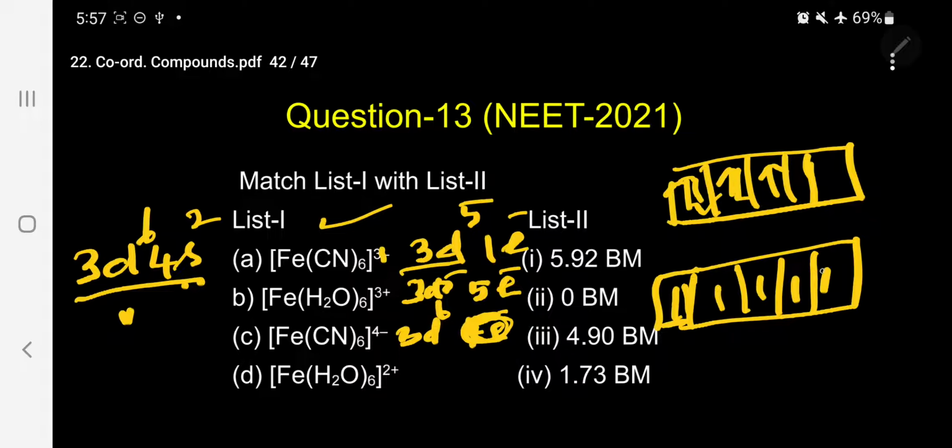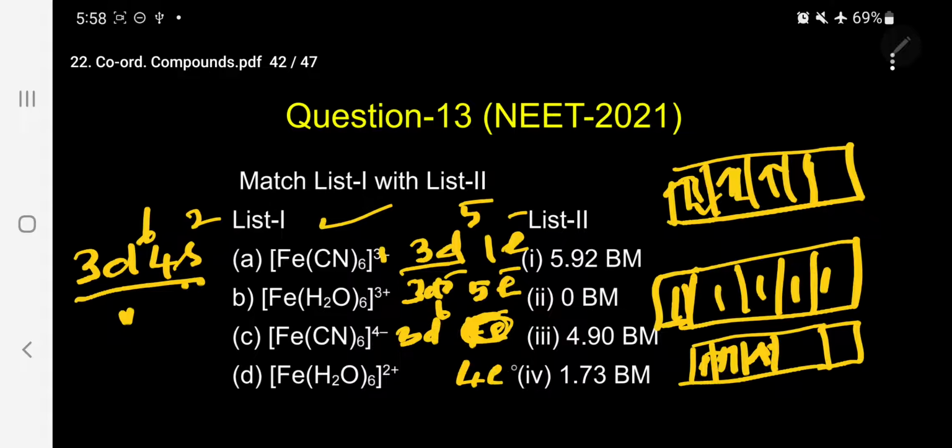So when it's coming here, what will happen now? This is getting paired. On pairing, what will happen now? Kindly follow, this is getting paired, this is getting paired, this is getting paired. So everything is getting paired, so unpaired electrons are 0. And then coming to Fe(H2O)6 2 plus, again kindly follow, 2 plus means 3d6, the 6th electron. So there will be 4 unpaired electrons here. So the interesting information is: first case 1 electron, second case 5 electrons, third case 0, fourth case 4 electrons.